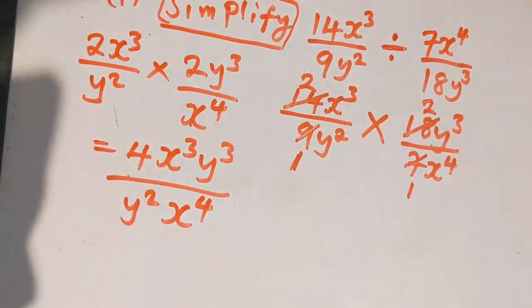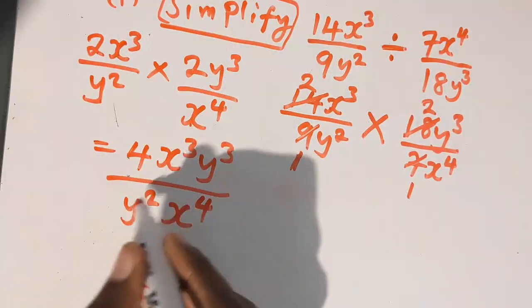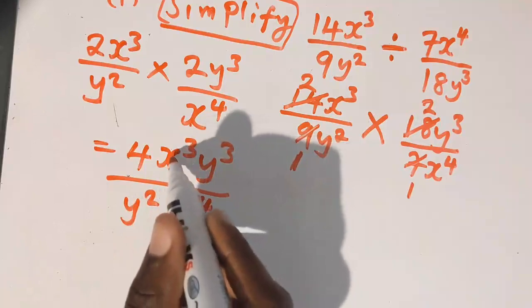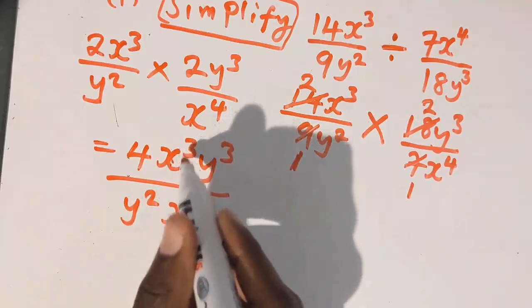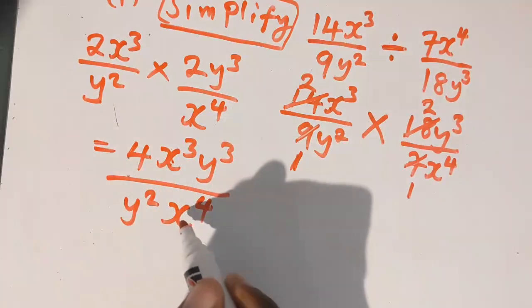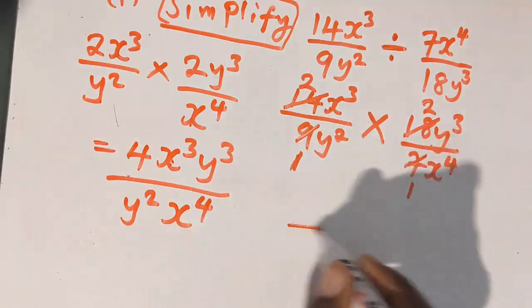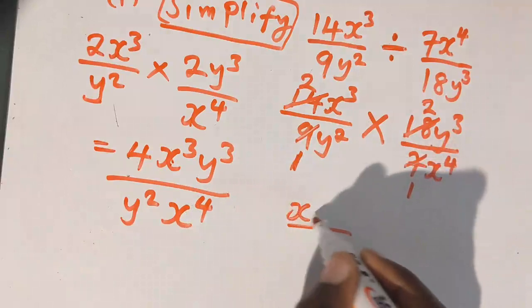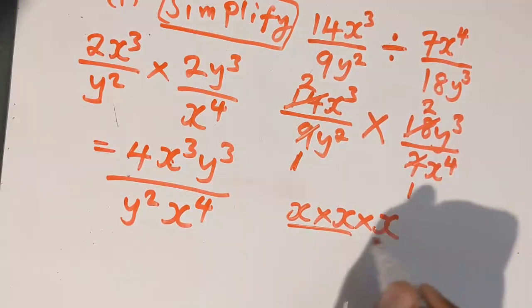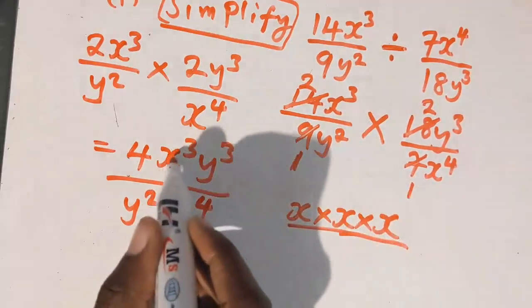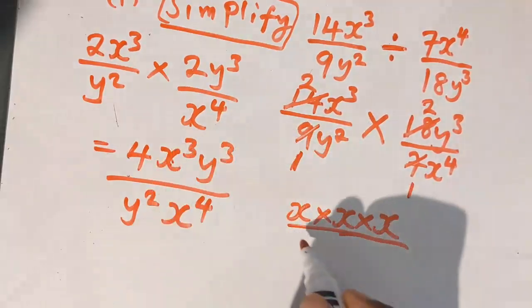Now what you need to know is the way these are arranged. On top there is 3x to the power 3, then here there is x to the power 4. It's just the same as x times x times x. So this is what is here, x to the power 3, it means like that.